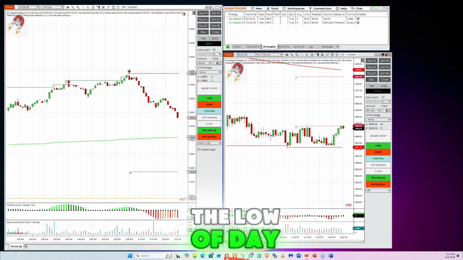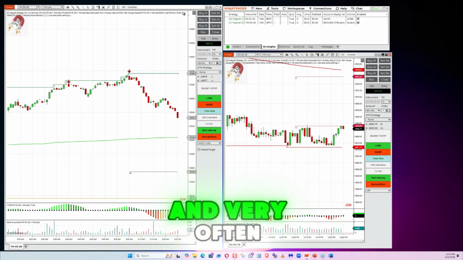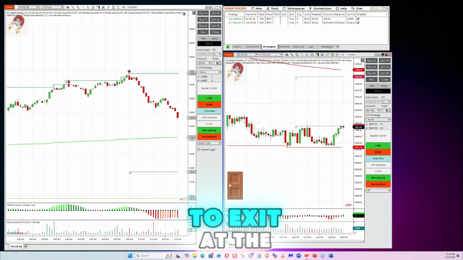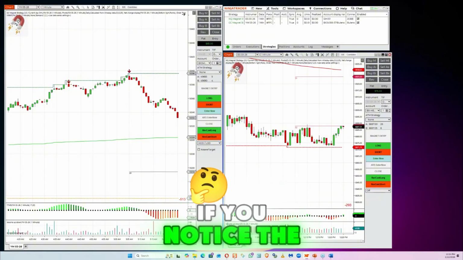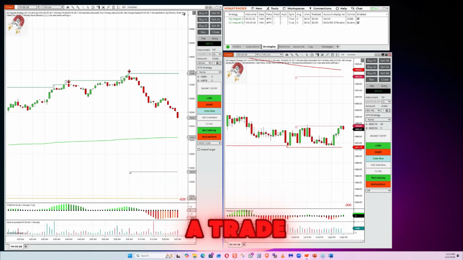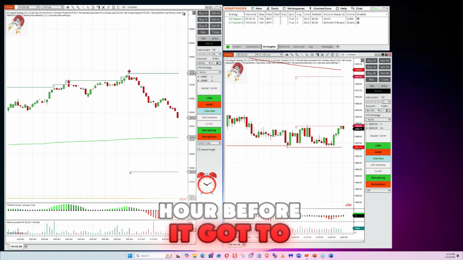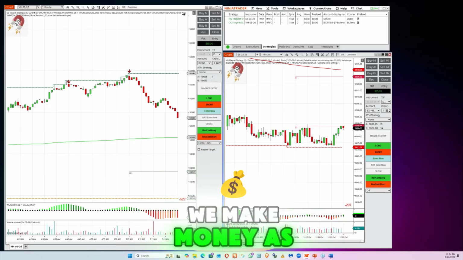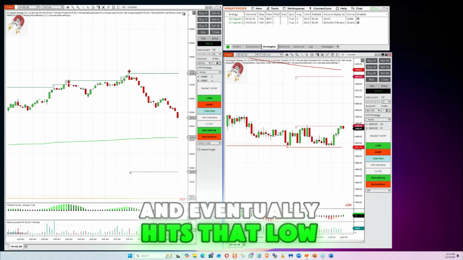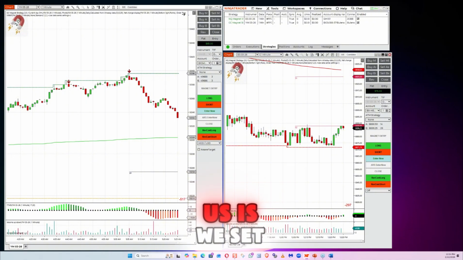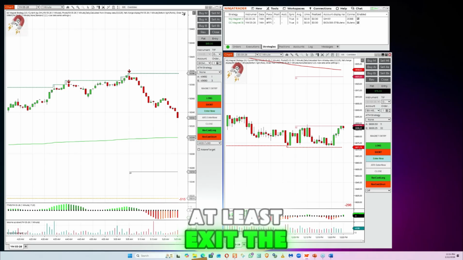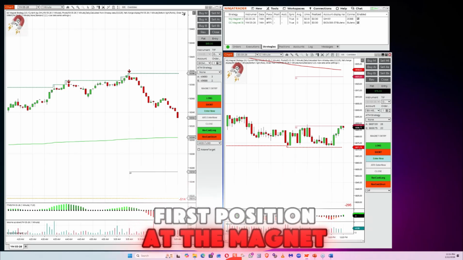The low of day is a magnet because it attracts price, and very often what happens is we set up a trade to exit at the low of the day. If you notice, the low of the day was tested there. So if we set up a trade that started a half hour before it got to the low, we make money as the price goes lower and lower and eventually hits that low. So the concept for us is we set up trades that at least exit the first position at the magnet.